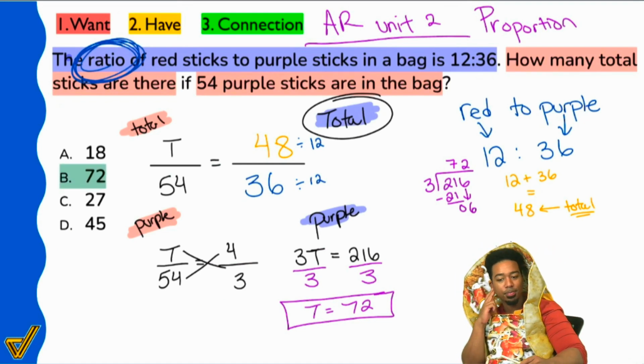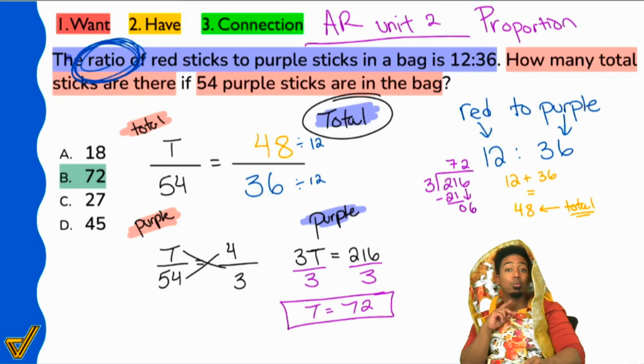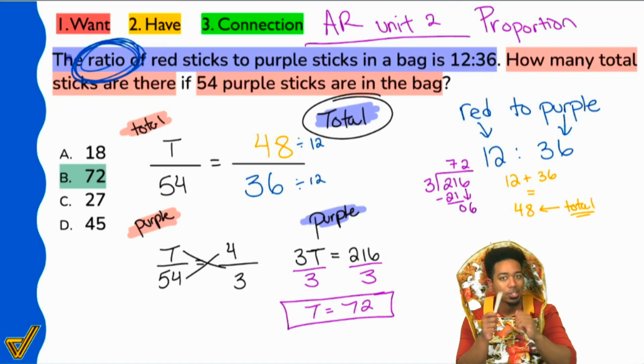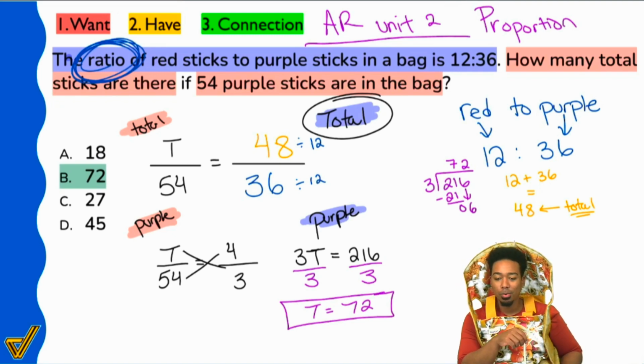And there we are. So my party people, does that help you out a little bit when it comes to understanding proportions? Understanding that it's all about comparing the same things in the same way.